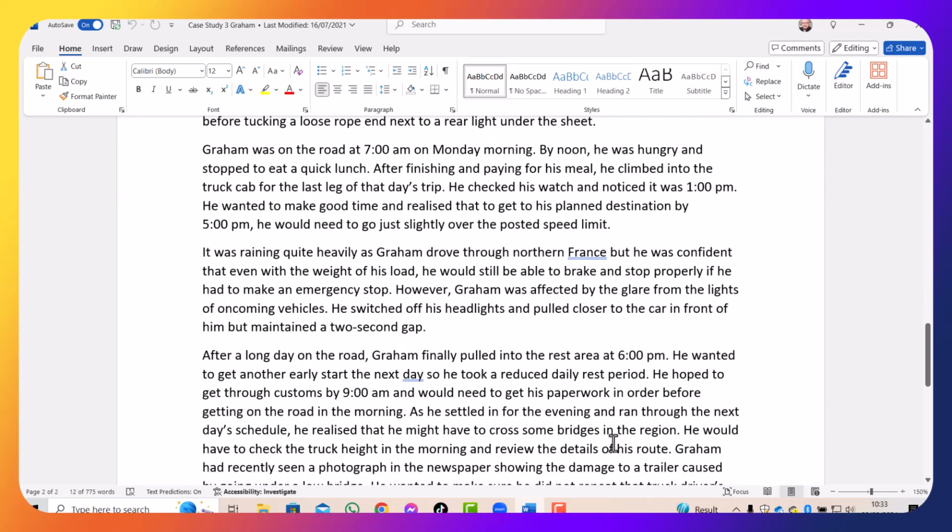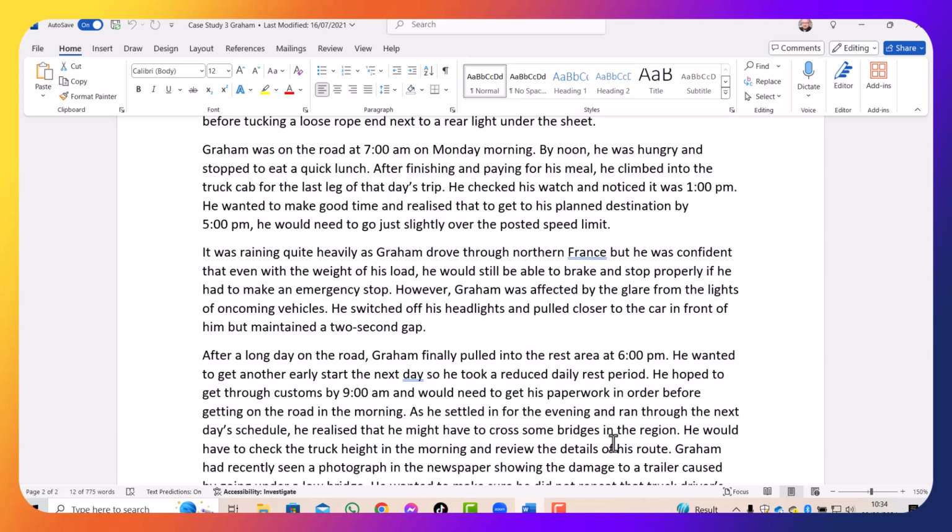Graham was on the road at 7 a.m. Okay, let's get our mathematic heads on. Graham was on the road at 7 a.m. on Monday morning. By noon, he was hungry and stopped to eat a quick lunch. How many hours is that? Why? €2,000 fine, penalty points, yeah?